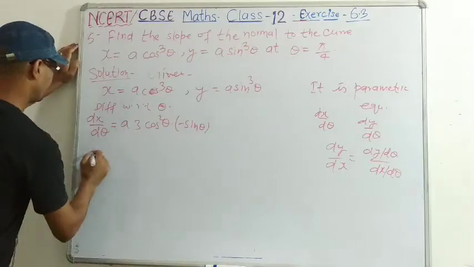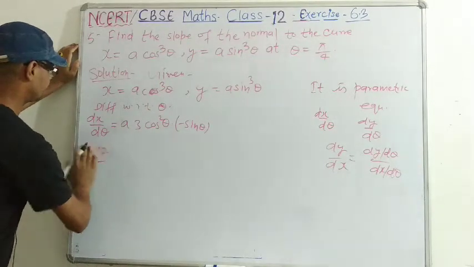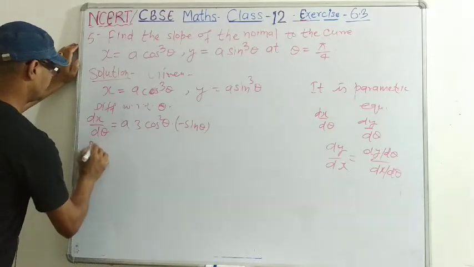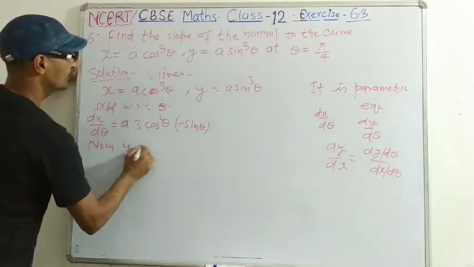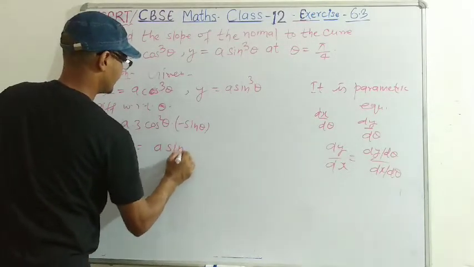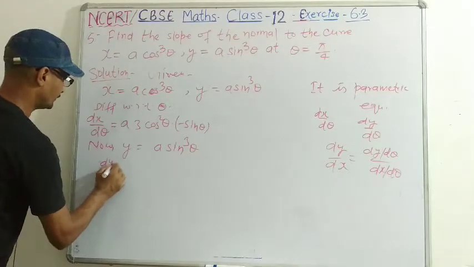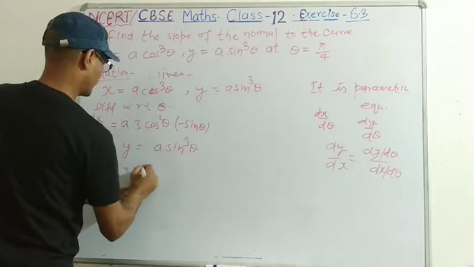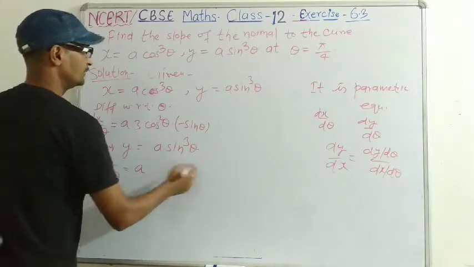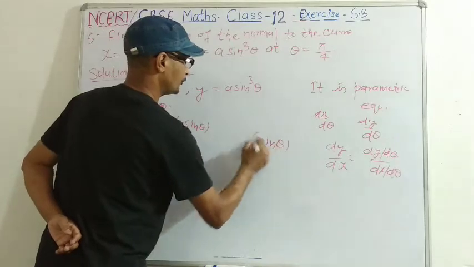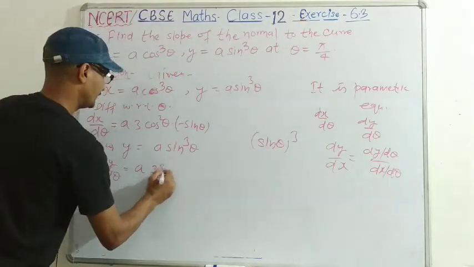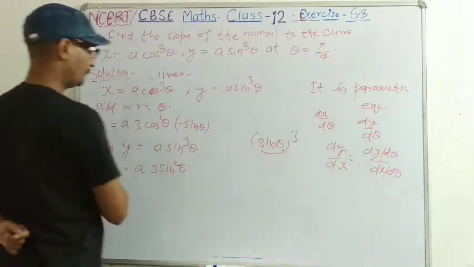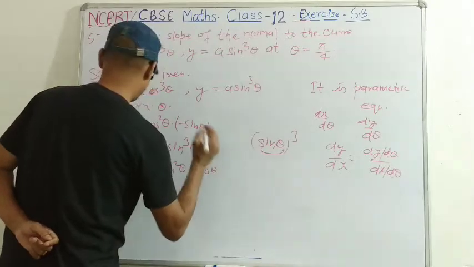Now dy by d theta. Now we have y equal to a sin cube theta. So dy by d theta equal to, a is constant, sin cube theta, it is also like this, sin theta cube, it becomes 3 sin squared theta into, sin theta को function of function like chain rule, sin theta का हो जाएगा cos theta.